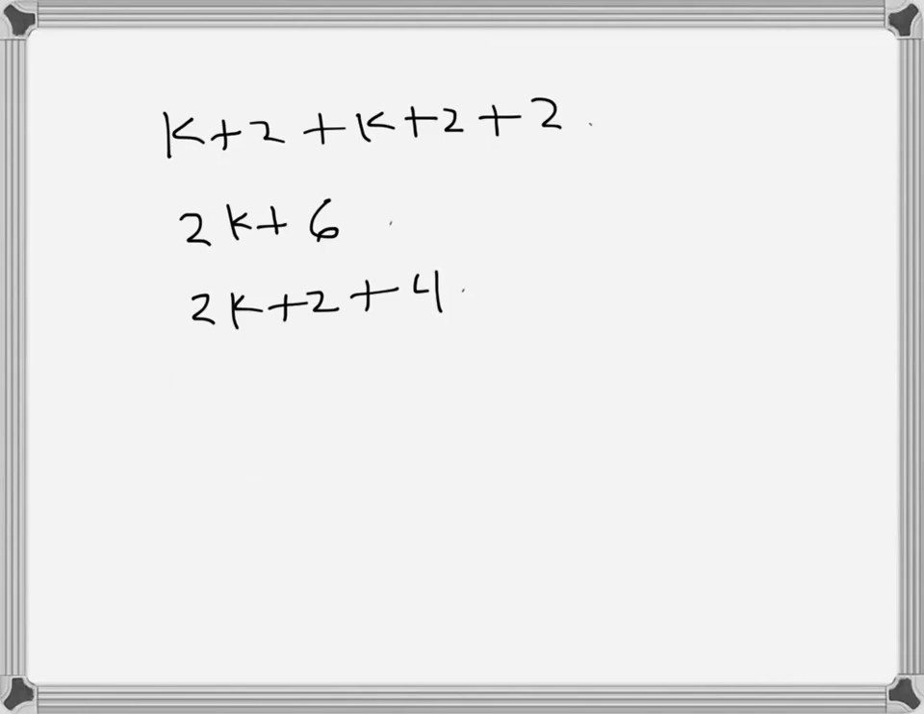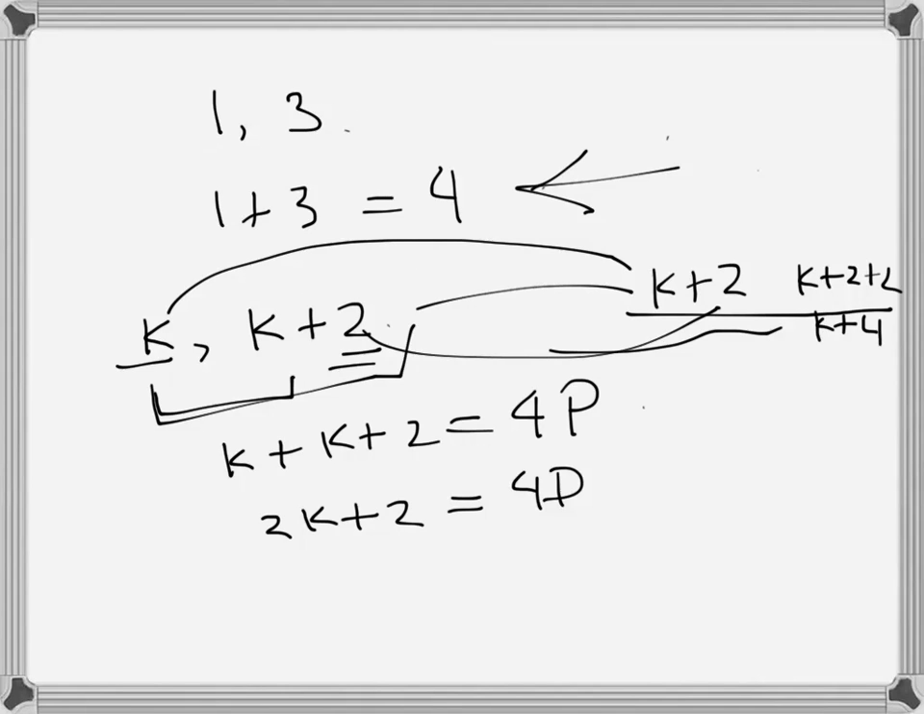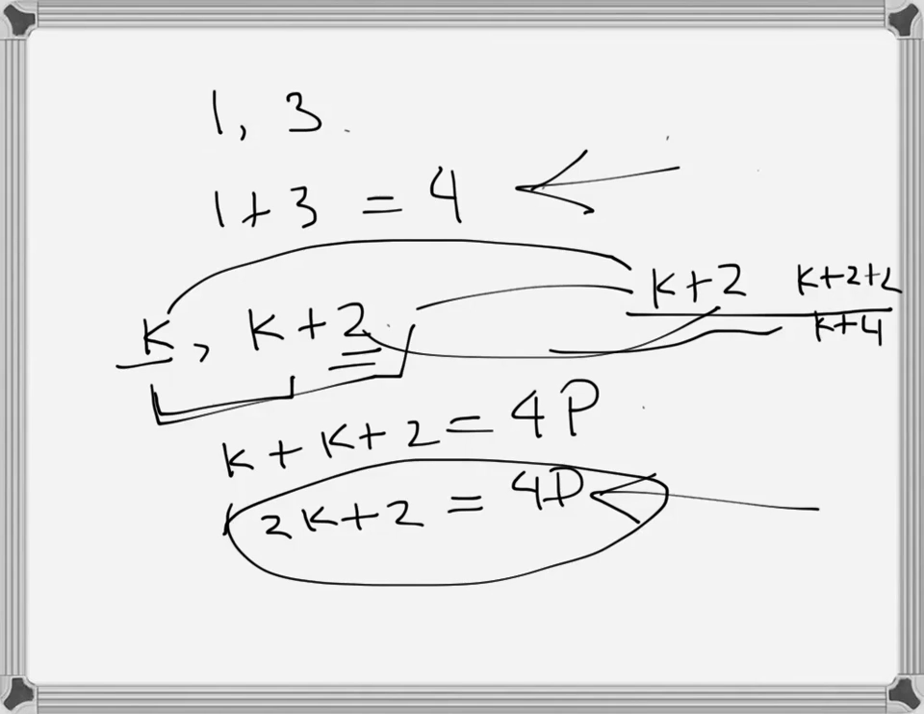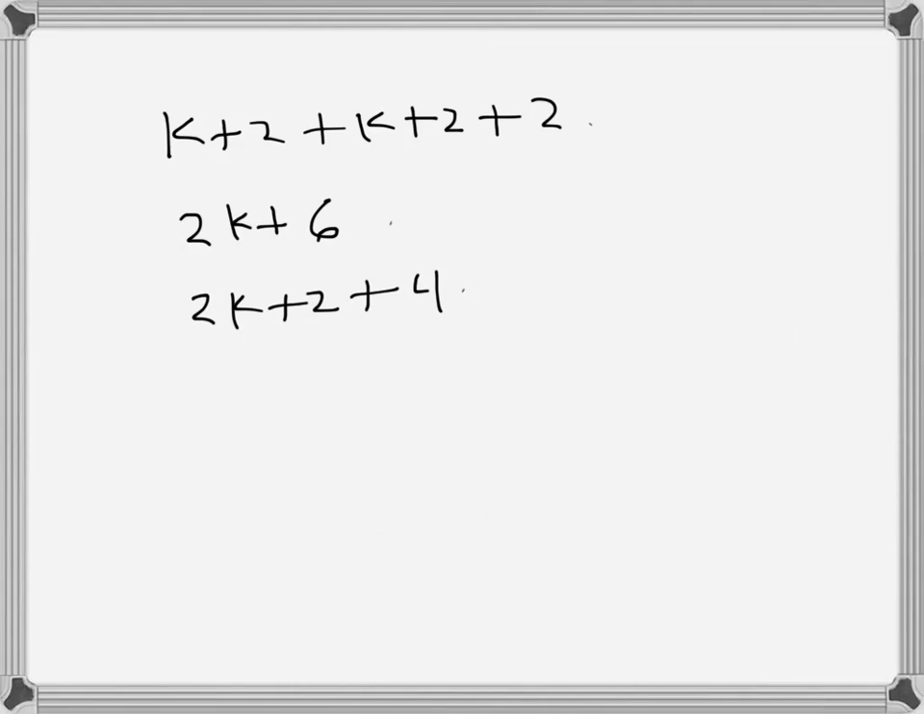So k plus 2 plus k plus 2 plus 2, so that's 2k plus 6, or we can write 2k plus 2 plus 4. Now we made this assumption that this is divisible by 4, so this could be written as 4p. So we can write 4p here plus 4.